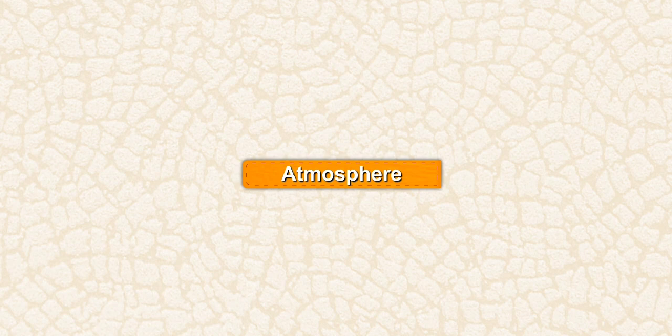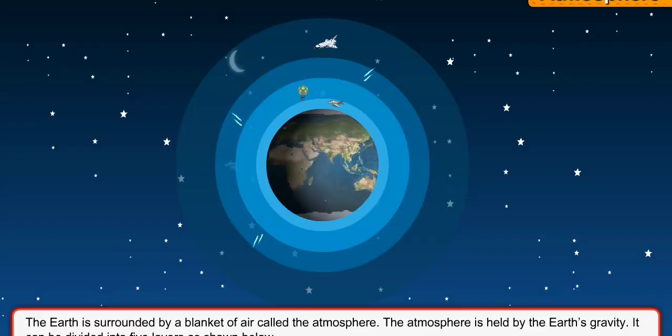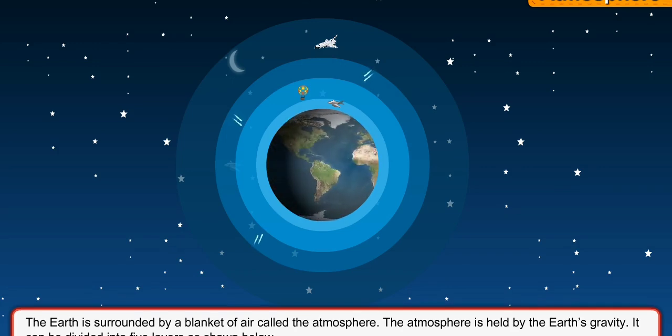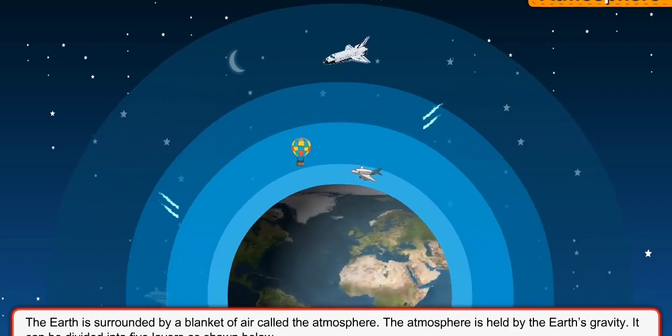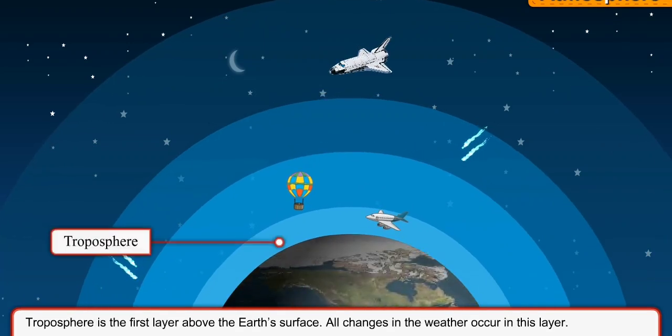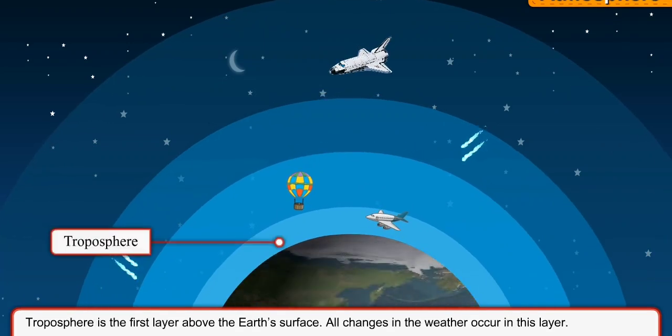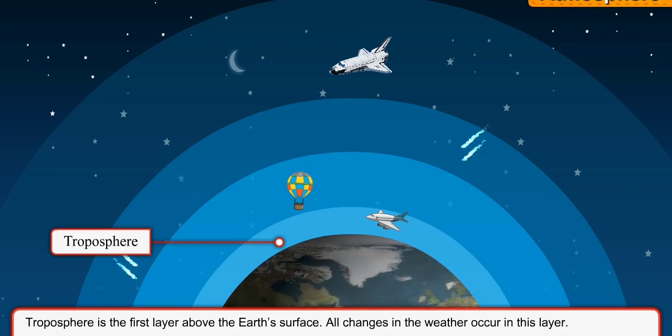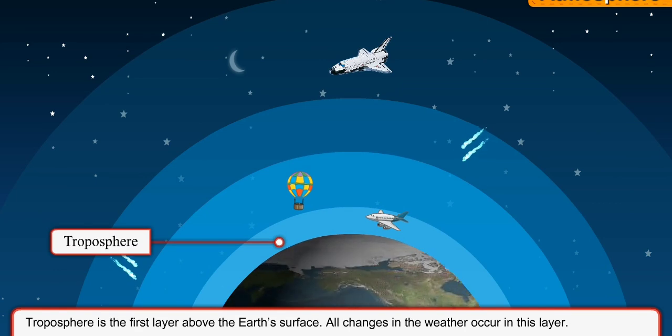Atmosphere. The Earth is surrounded by a blanket of air called the atmosphere. The atmosphere is held by the Earth's gravity. It can be divided into 5 layers as shown here. Troposphere is the first layer above the Earth's surface. All changes in the weather occur in this layer.